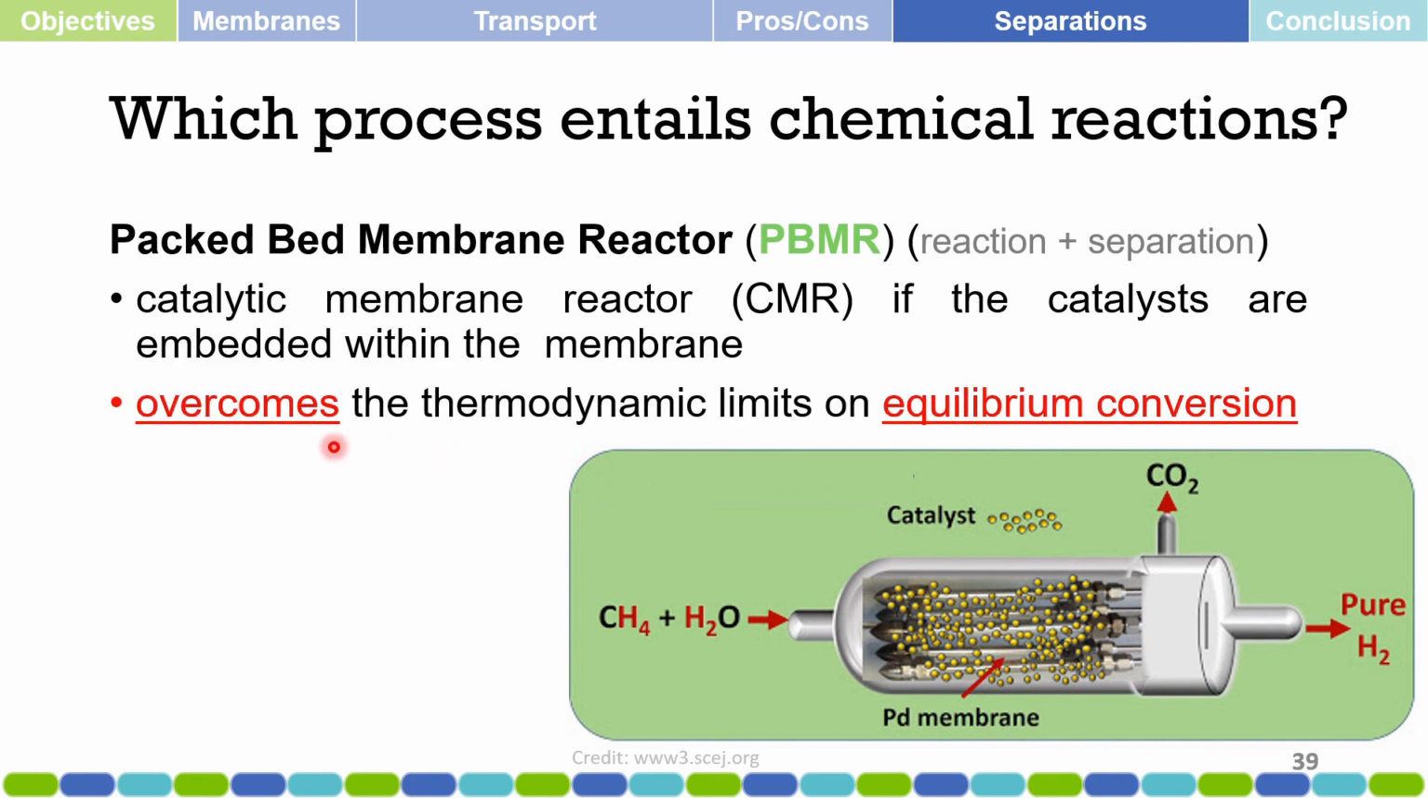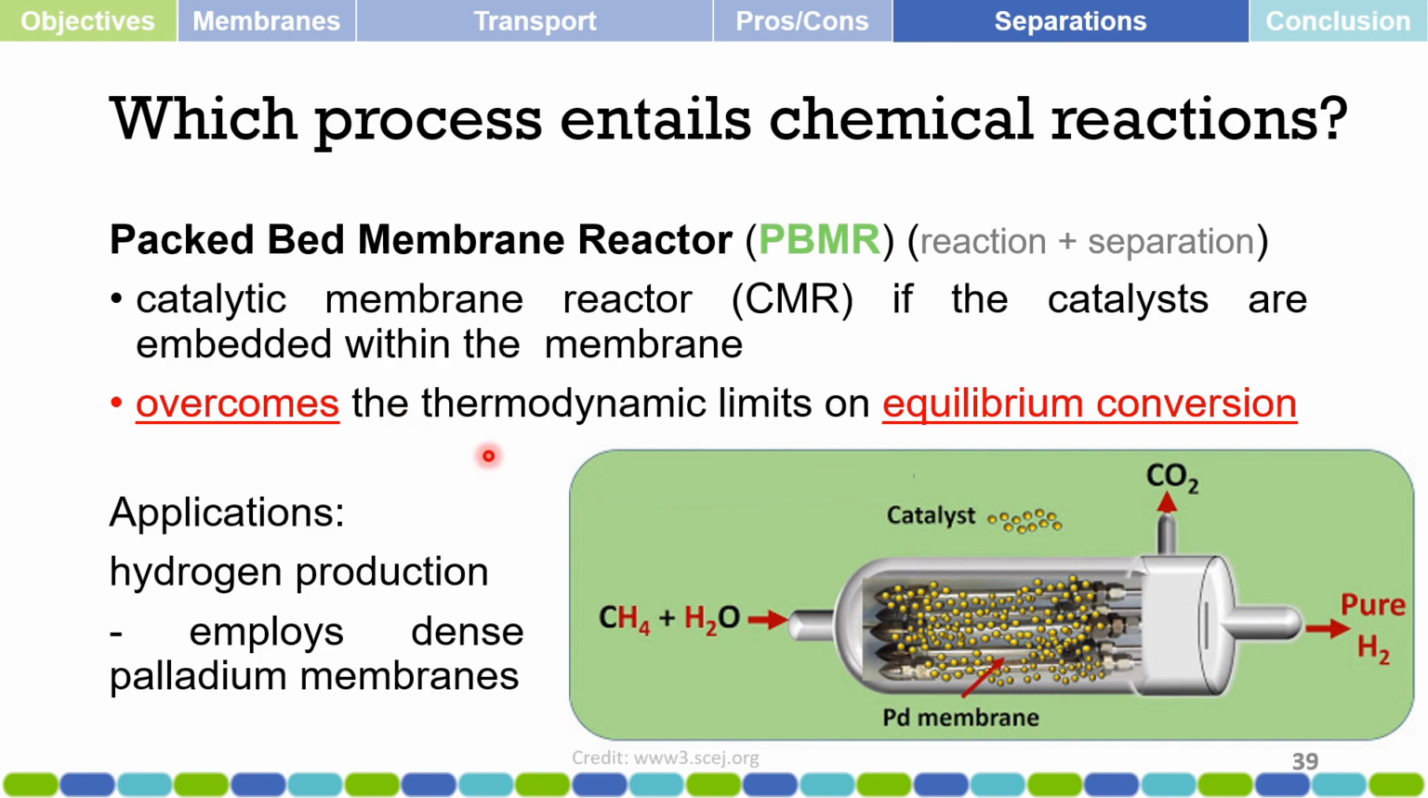So what is the advantage of a packed bed membrane reactor? This type of reactor overcomes the thermodynamic limits of equilibrium conversion. So this enables you to exceed the conversion that you might obtain for a given reaction. As we said earlier, membrane processes are generally kinetic processes. They're not thermodynamic processes. Therefore, they can exceed equilibrium conditions. So this is ideal, especially when your reaction systems are limited by equilibrium, and most of them would be endothermic reactions. So equilibrium limited endothermic reactions would be favorable for a packed bed membrane reactor.